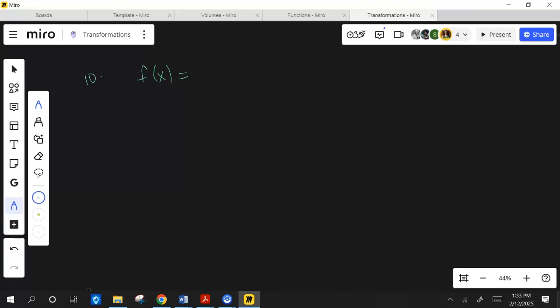X minus 4, that gives me the right, plus 2. That gives me the up 2. Yep.